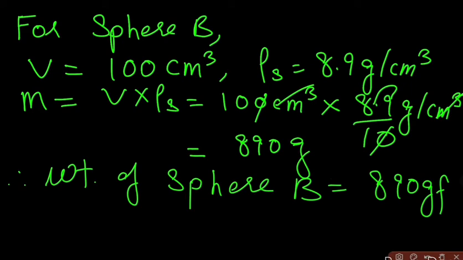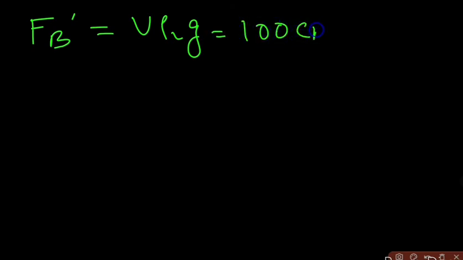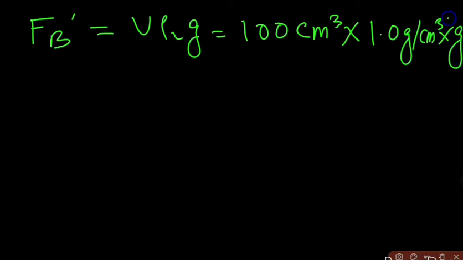Now let us try to calculate the upthrust acting on sphere B. The upthrust acting on sphere B when it is fully immersed will be V rho L G. The value of V is 100 centimeter cube multiplied by 1.0 gram per centimeter cube multiplied by G. Here the centimeter cube gets cancelled, and we shall get 100 gram force as the answer.